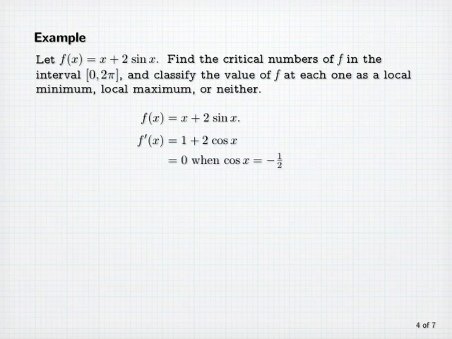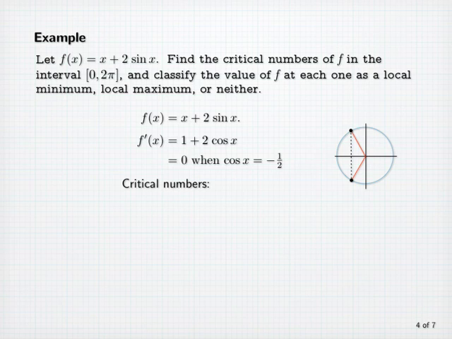So we see that f prime of x is defined for all x and equal to 0 whenever cosine of x is equal to minus 1/2. Now let's think about where that happens in the interval 0 to 2 pi by looking at the unit circle and noting that the 2 points corresponding to an x value of minus 1/2 are as shown here. These points correspond to the angles 2/3 pi and 4/3 pi, so our critical numbers between 0 and 2 pi are 2/3 pi and 4/3 pi.